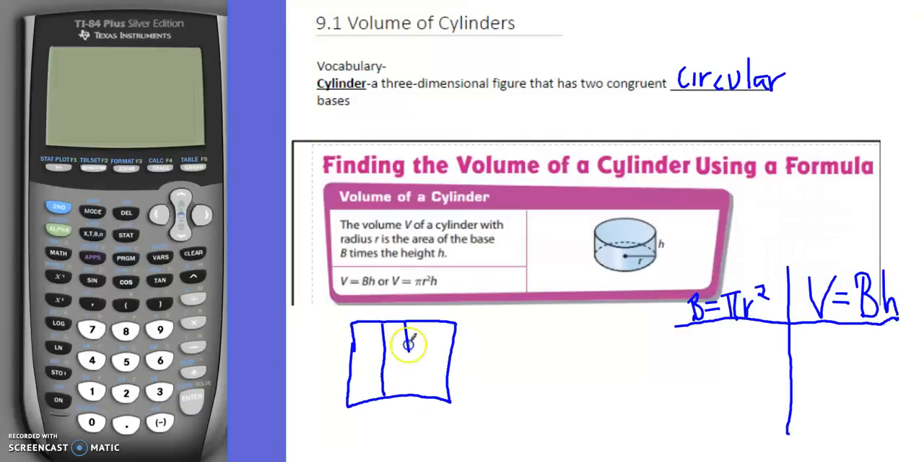So if you remember, if you're a radius and you want to go to a diameter, you have to multiply by 2. But if you're a diameter and you want to go to a radius, you have to divide by 2. Alright, so let's look at example 1.